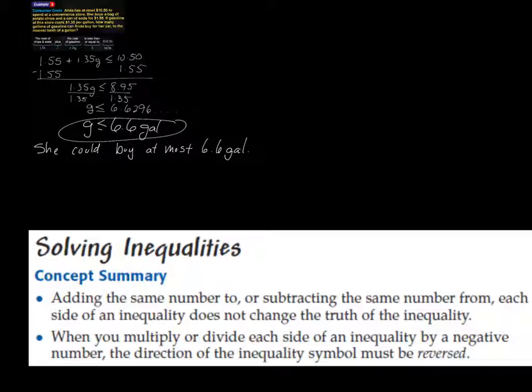Adding the same number to or subtracting the same number from each side of an inequality does not change the truth of the inequality. When you multiply or divide each side of an inequality by a negative number, remember the direction of the inequality symbol must be reversed.